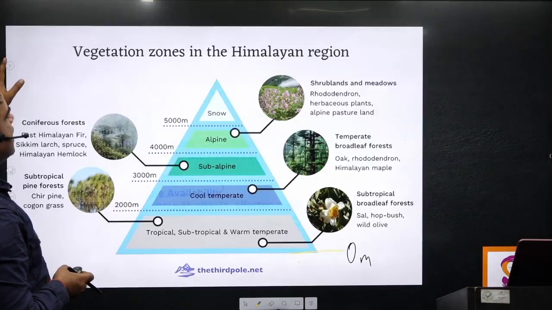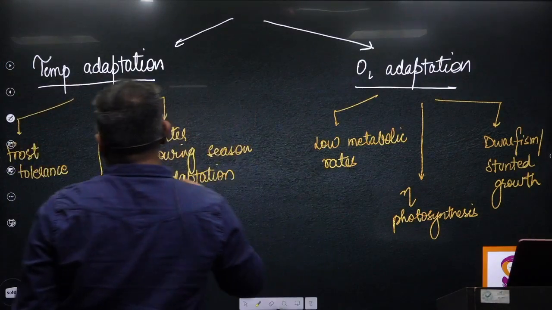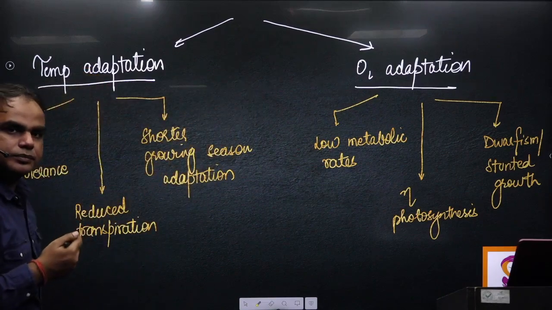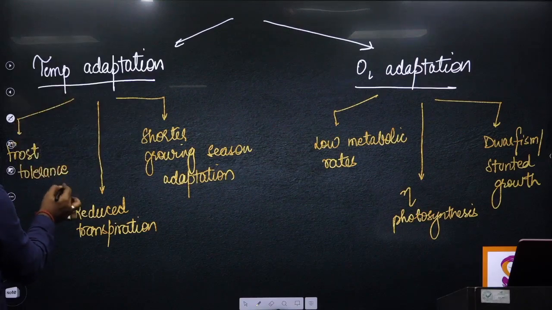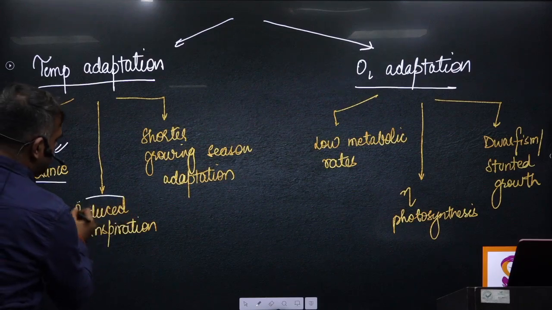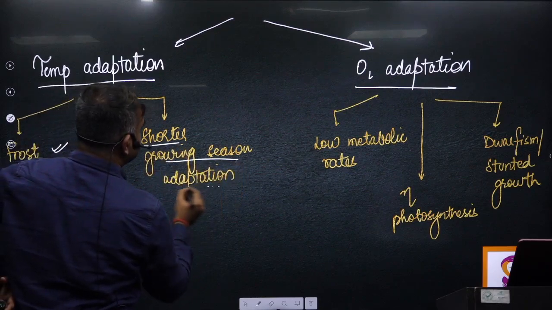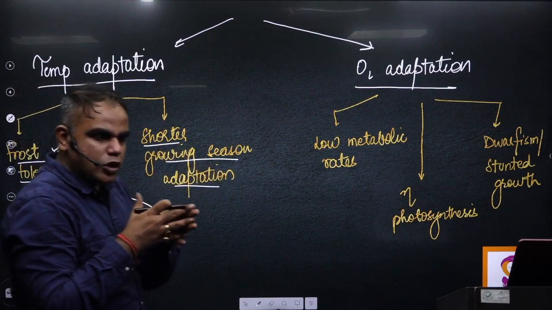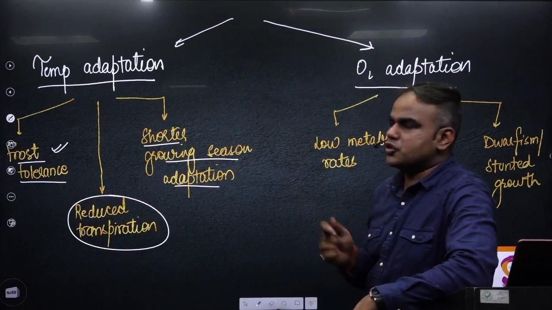Then we'll talk about the adaptations. Now adaptations can be both for temperature and also for oxygen. Here there can be frost tolerance, which can be seen. There can be reduced transpiration, and a shorter growing season, because if the growing season is going to be longer and it is being subject to very harsh conditions, that is also a problem.